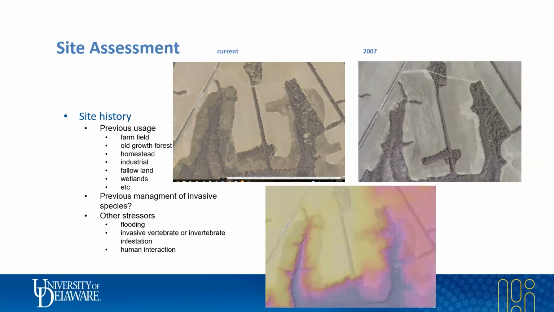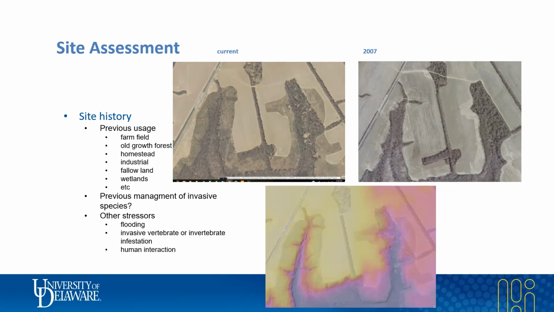There's a lot of available technology these days that you can use to take a look at your sites. One of the things that I like to look at is what was the previous usage? Was it a farm field, forest, homestead, industrial, fallow land? What was there before? DNREC has FirstMap, it's public facing, and you can look at the different years of aerial maps all the way back to 1937. I think it's 37, then into the 60s, maybe a few in the 90s, and then into the 2000s. So you can see how the land use has changed over time.